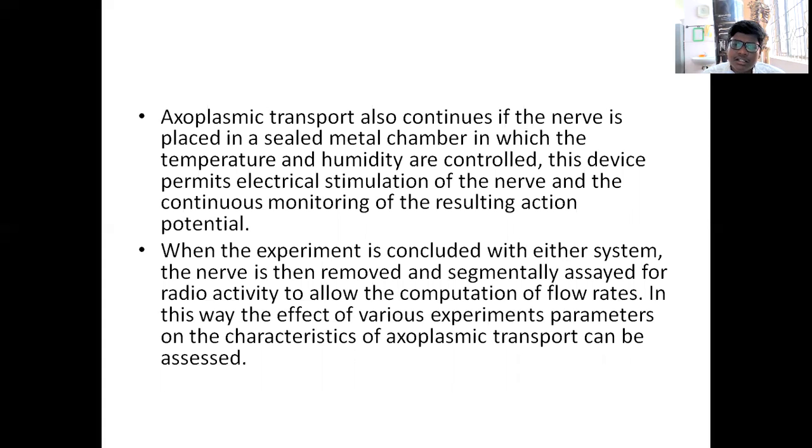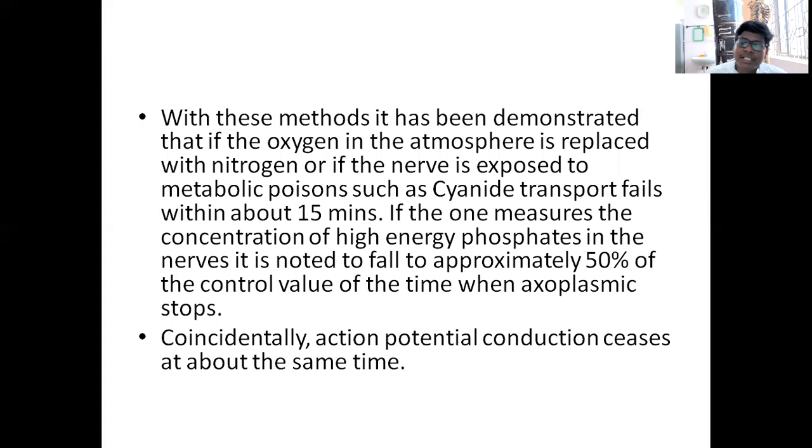When the experiment is concluded with either system, the nerve is removed and segmentally assayed for radioactivity to allow the computation of the flow rates. In this way, the effect of various experimental parameters on the characteristics of the axoplasmic transport can be assessed. With this method, it has been demonstrated that if the oxygen in the atmosphere is replaced with nitrogen, or if the nerve is exposed to a metabolic poison such as cyanide, transport fails within about 15 minutes.